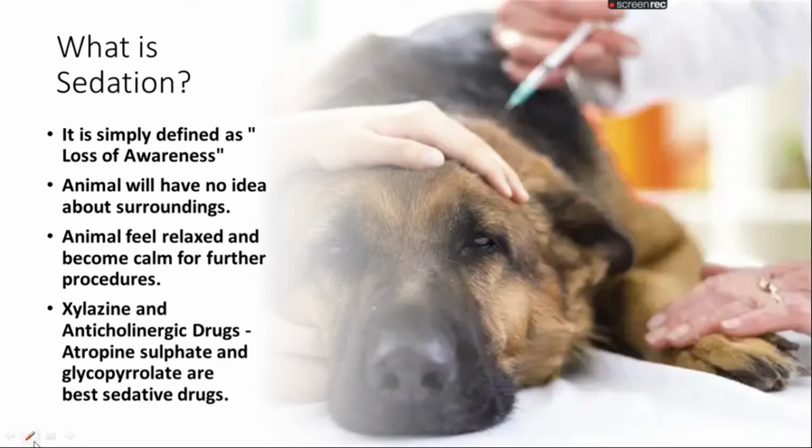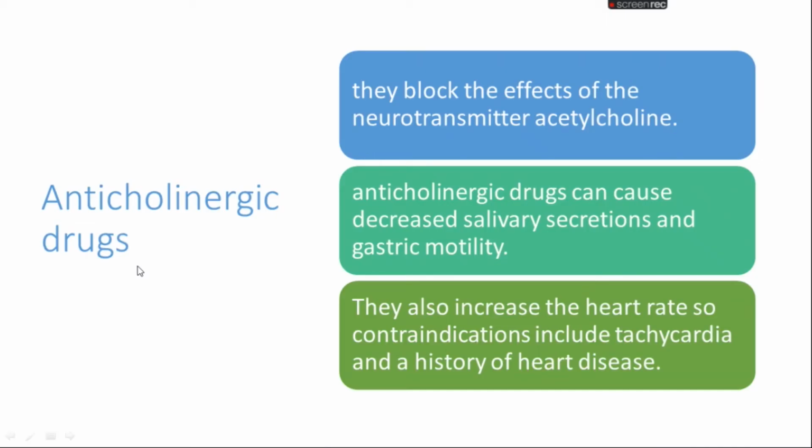The most important thing is, what is sedation? We talk about light sedation, moderate sedation, and deep sedation. So, what is sedation basically? It can be defined as the loss of awareness, right? The animal will have no idea about the surroundings. The animal will feel relaxed and become calm for further procedures. And for sedation, we use xylazine and anticholinergic drugs like atropine sulfate and glycopyrrolate. These are the best sedative drugs used in veterinary clinics. Xylazine is not used on the human side, but it is specifically used on the animal side, right?